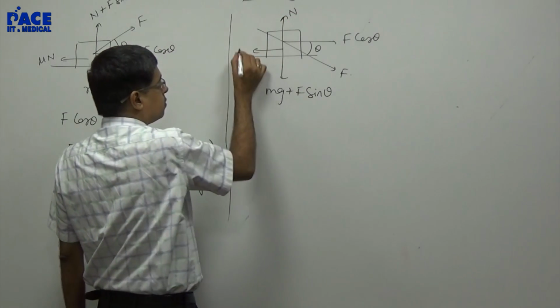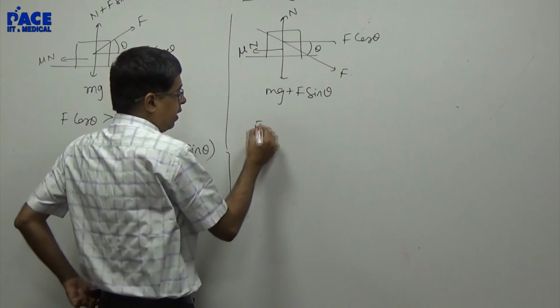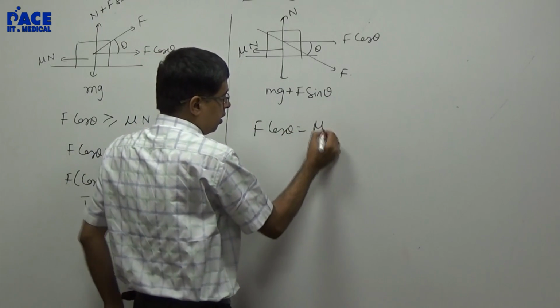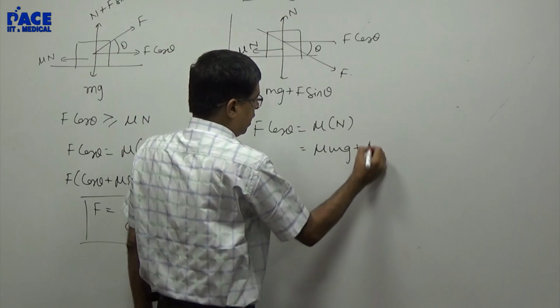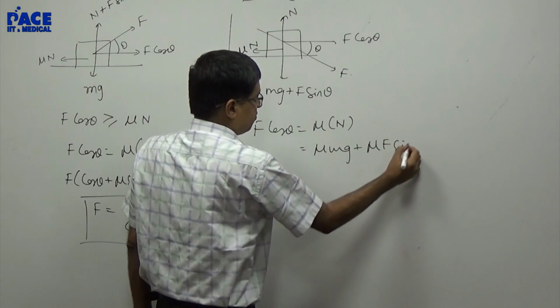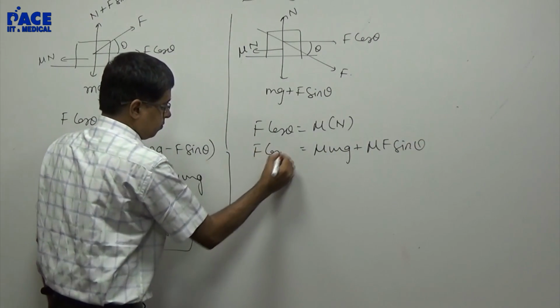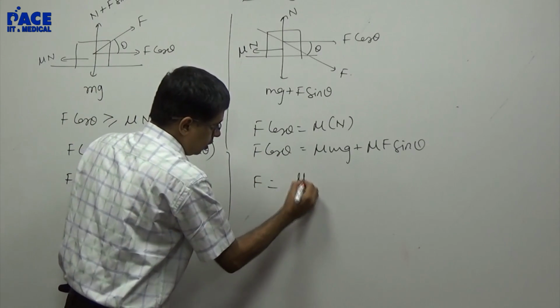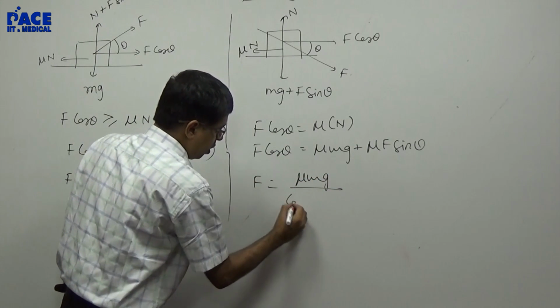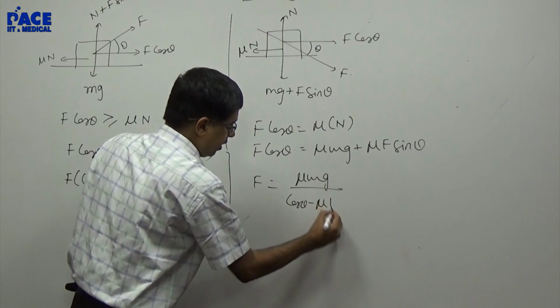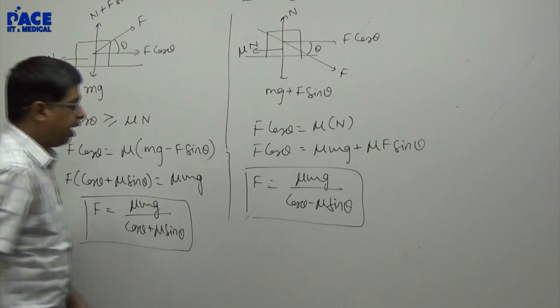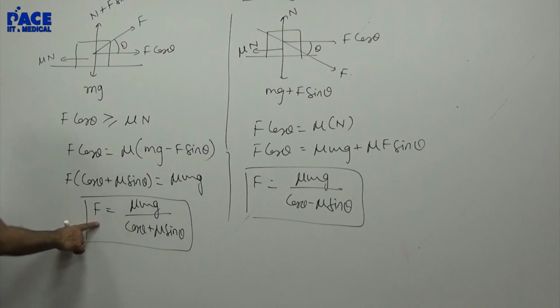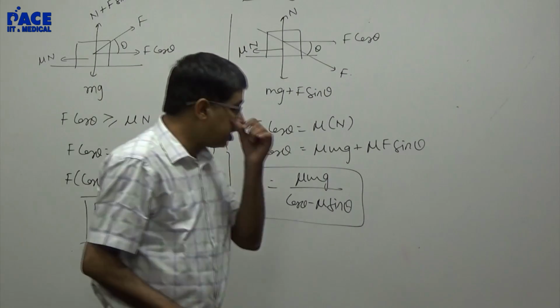Friction is mu N. F cos theta should be equal to mu N, which is mu mg plus mu F sin theta. So F is equal to mu mg upon cos theta minus mu sin theta. To push a body, I need to apply this force. To pull a body, I need to apply this force. Which force do you think is lesser?